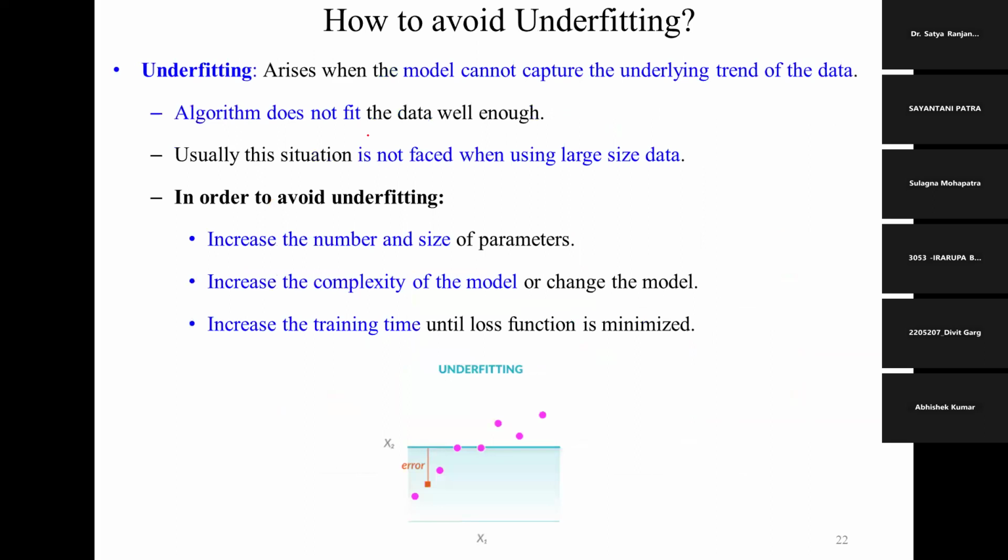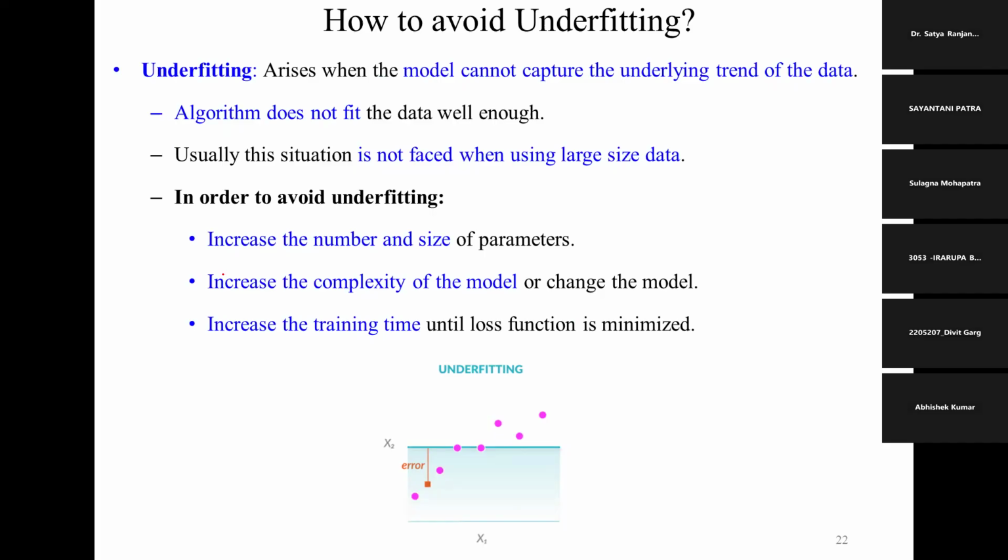Then underfitting. Underfitting means neither your training accuracy is good, nor your testing accuracy is good, meaning your model is learning nothing. Even if we try some data sets, the accuracy is always 30, 40% or 50%, and it will not increase. Whatever we do, it will not increase. So that is called the underfitting problem. In order to avoid underfitting, you need to increase the number and size of the parameters, like the number of filters, and increase the complexity of the model.